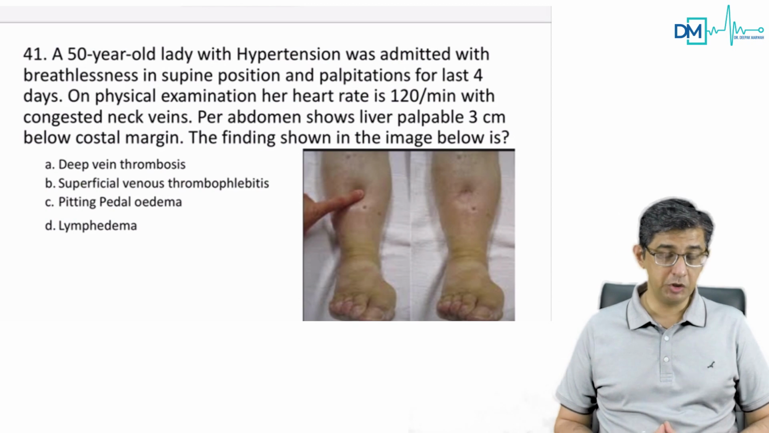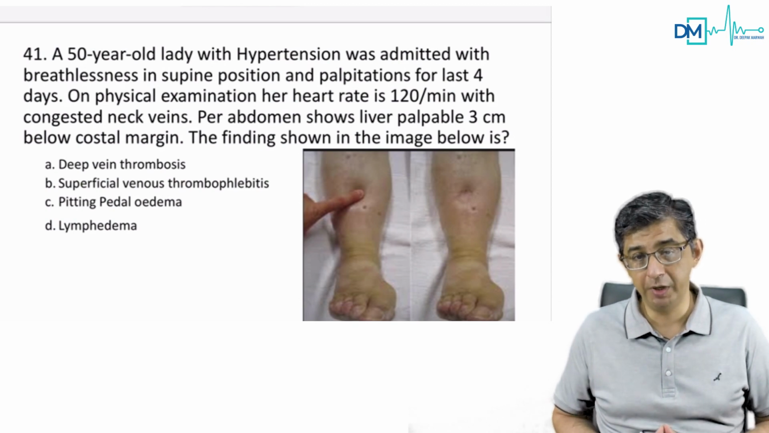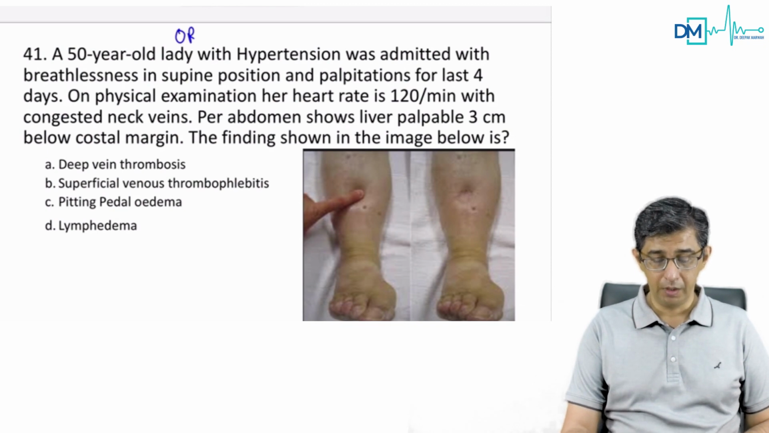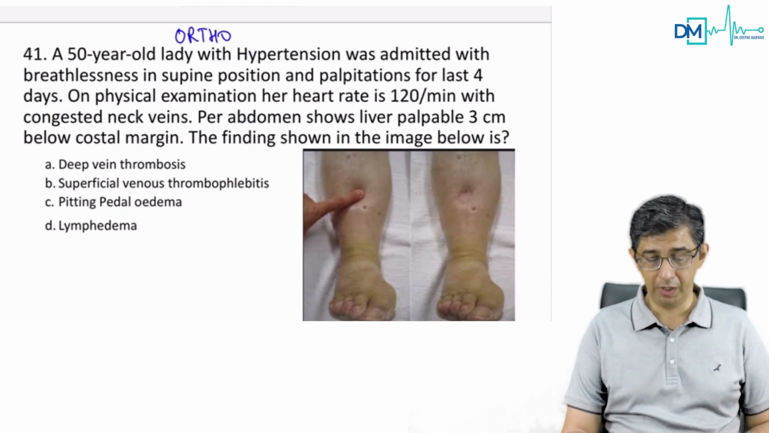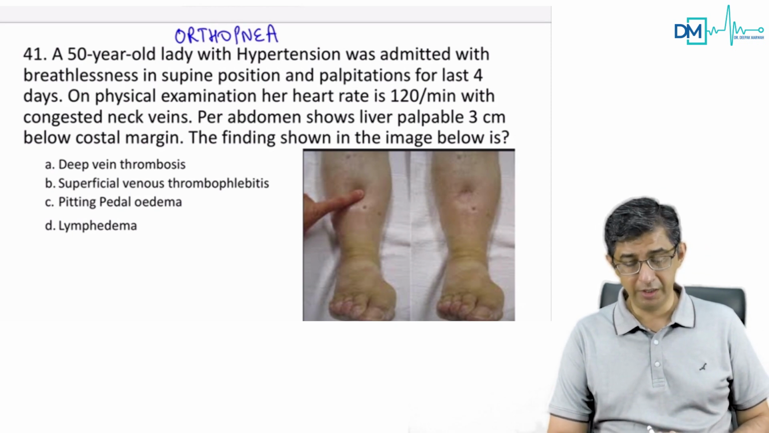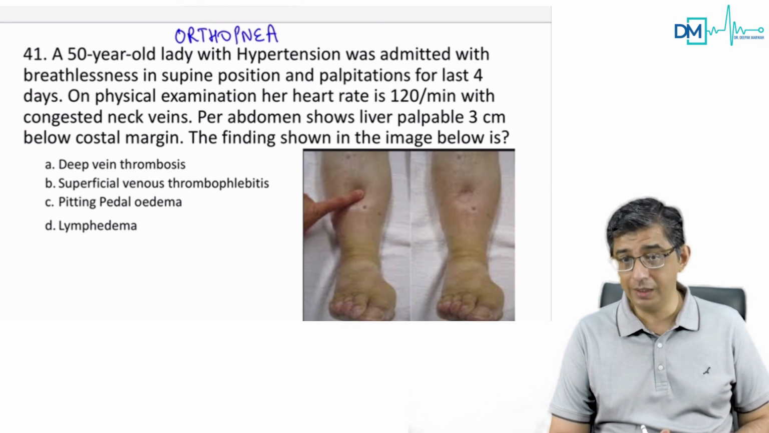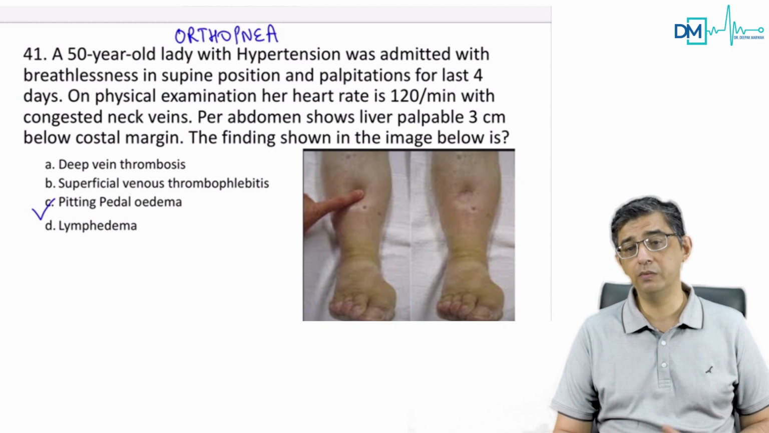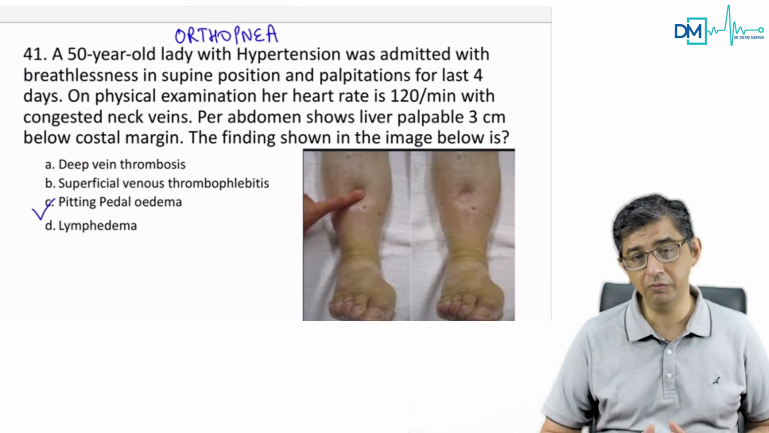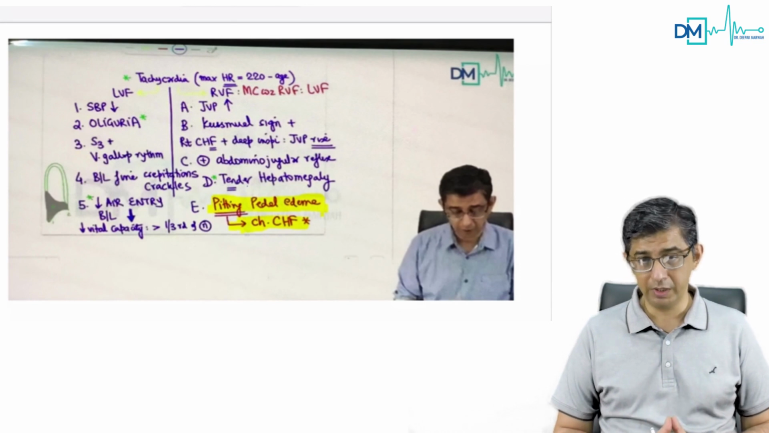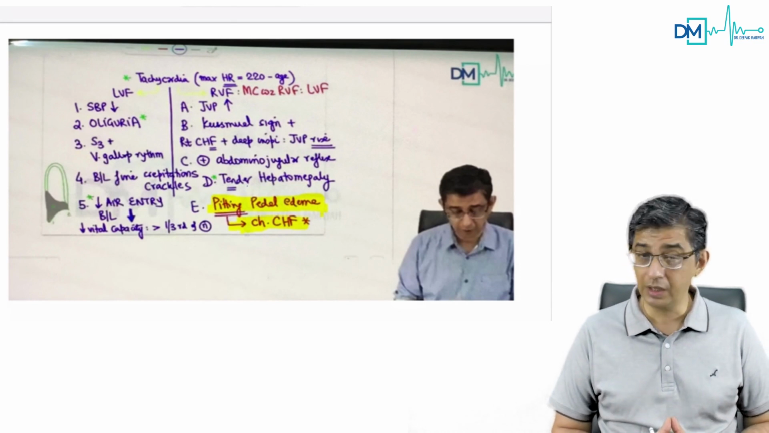Coming to the next question, this talks about a 50-year-old lady with hypertension admitted with breathlessness in the supine position. So he's talking about orthopnea. And simultaneously, this person is having palpitations. So we are definitely thinking in terms of a pulmonary edema component of heart failure in this person. There are congested neck veins, there is hepatomegaly, and then you can see pitting edema present. So that's a straightforward one. They simply wanted you to pick up features of congestive heart failure. And CHF examination-wise is pretty straightforward as I've discussed in the app.